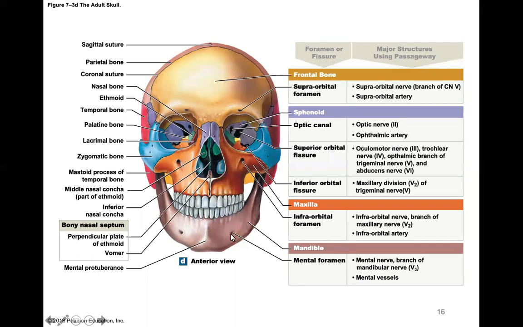In the mandible, we have the mental foramen. This is actually going to allow the mandibular nerve, which is the 3rd branch of cranial nerve 5, to pass through here.